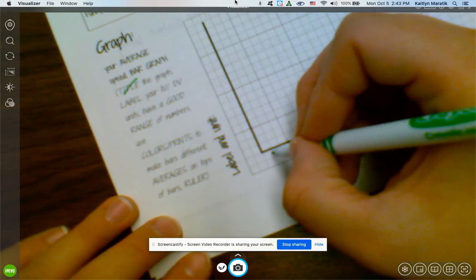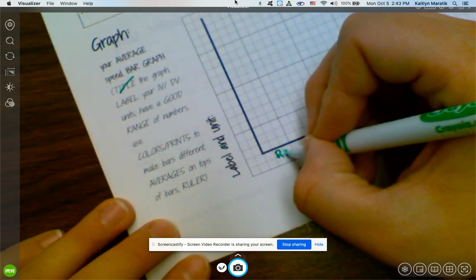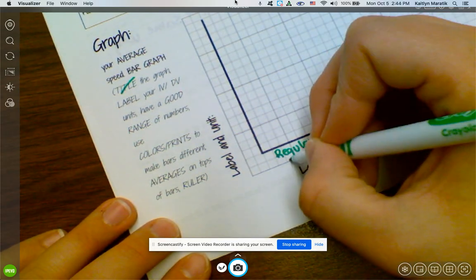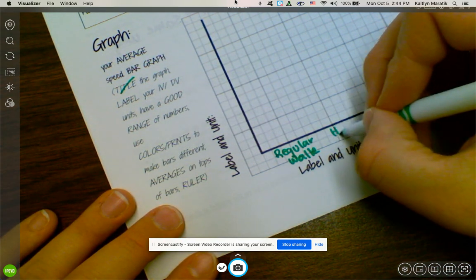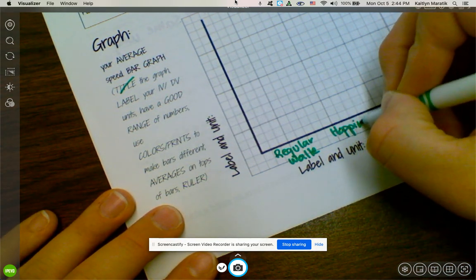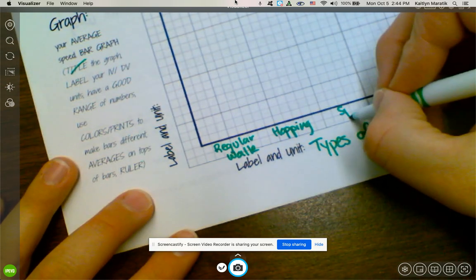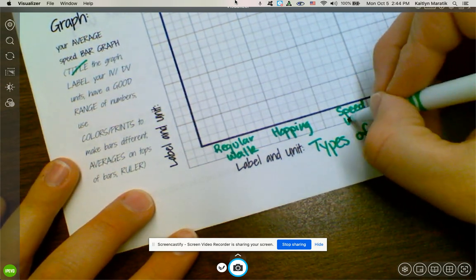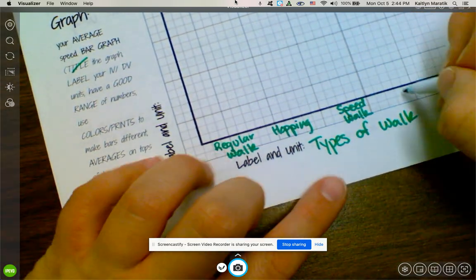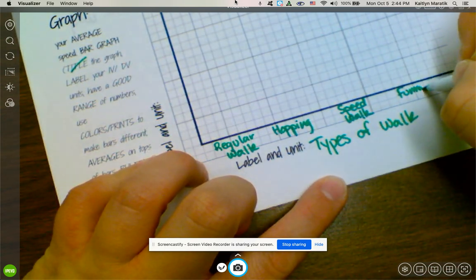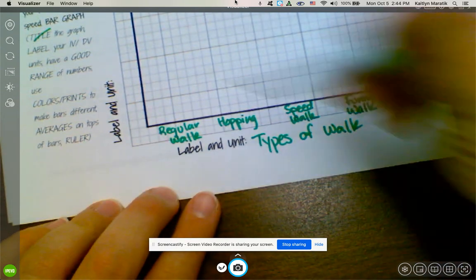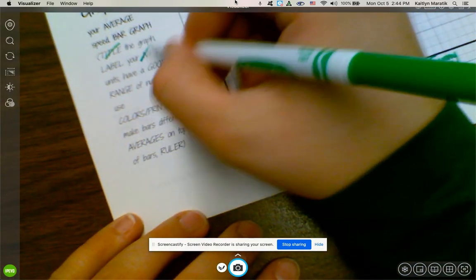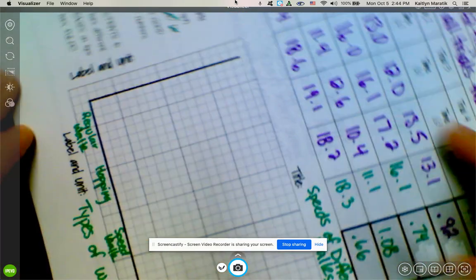Please write these. So regular walk. Please don't just go RW. Regular walk, hop, speed walk, funny walk. So I've got all those. Up the side, that's where our dependent variable goes. So this is average speed.